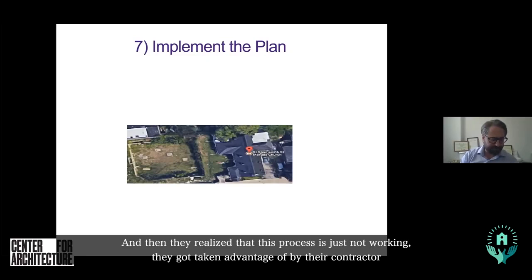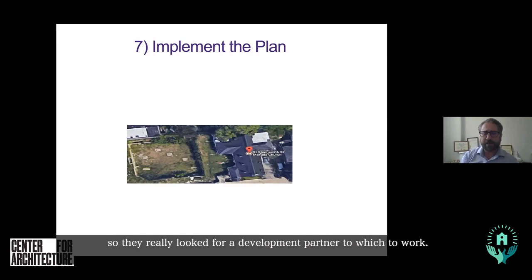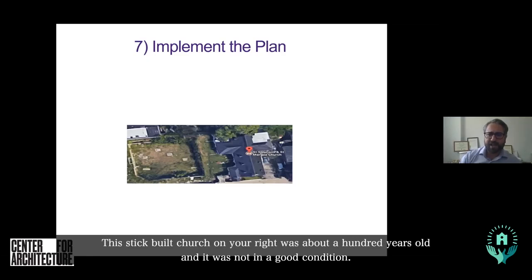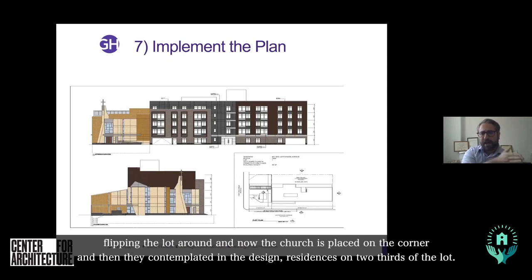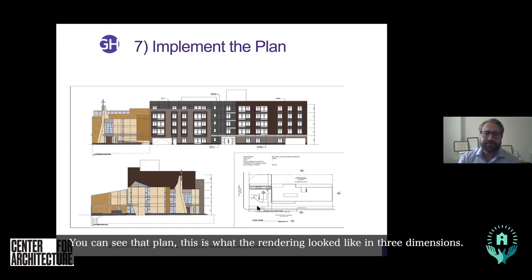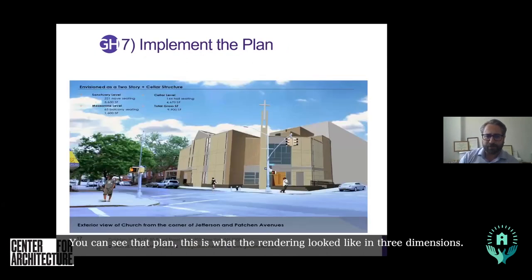They got taken advantage of by their contractor, and so they really looked for a development partner with which to work. This stick-built church on your right was about 100 years old and was not in good condition. They took it to market and engaged in a sort of mini request for proposal, and then these are the plans. You'll see sort of flipping the lot around, and now the church is placed on the corner, and then they contemplated in the design residences on 2/3 of the lot. You can see that plan. This is what the rendering looked like in 3 dimensions.